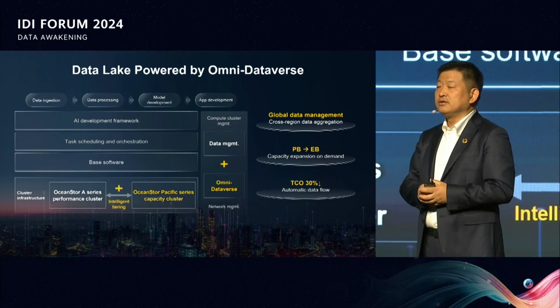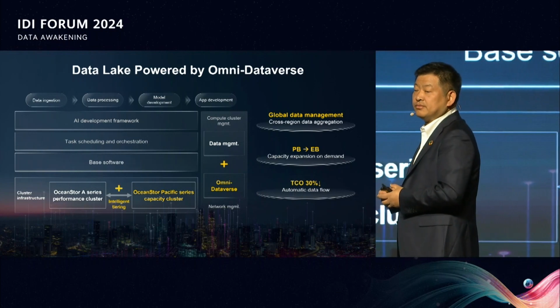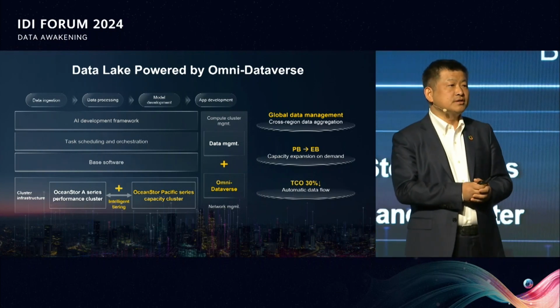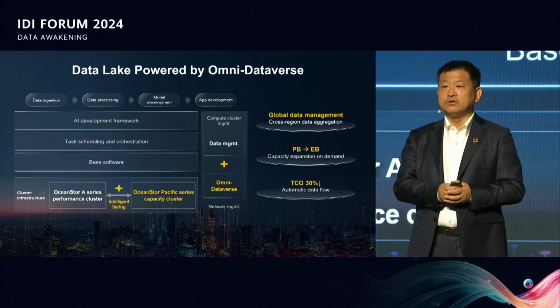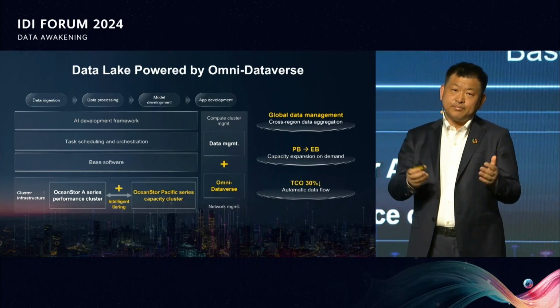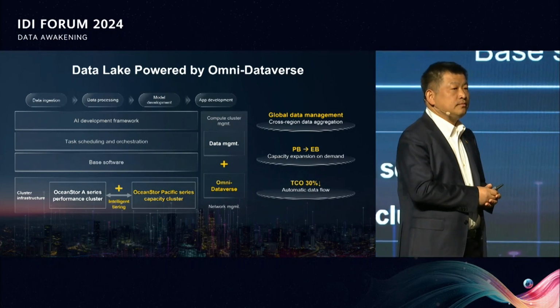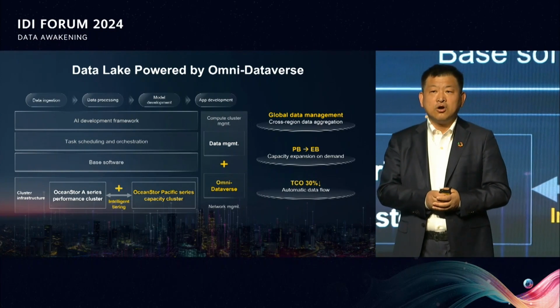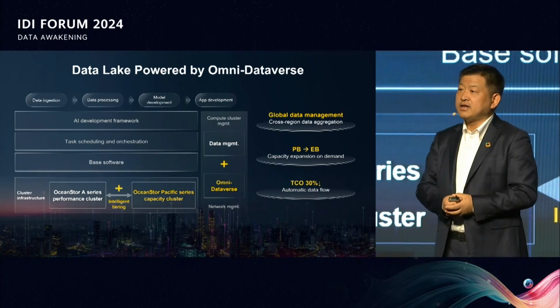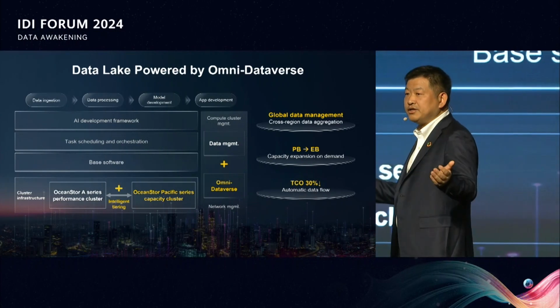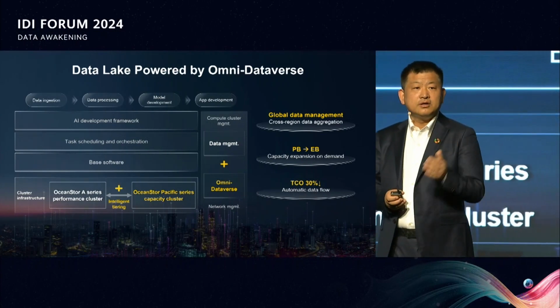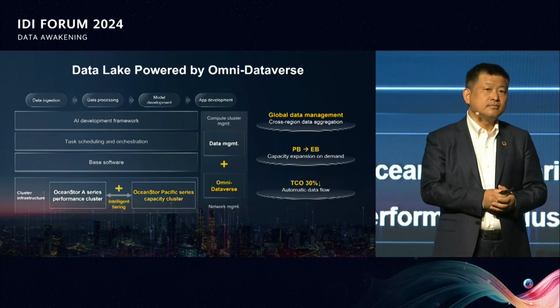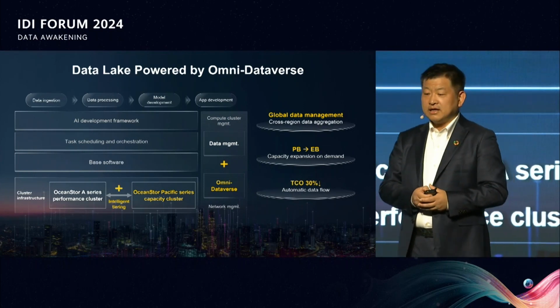We suggest high-performance data storage doing tiering with capacity storage. And then with the support of Omni Dataverse software, all the data within that lake, even if it is located in different regions, can be well organized. How does it work? Let's have a video.